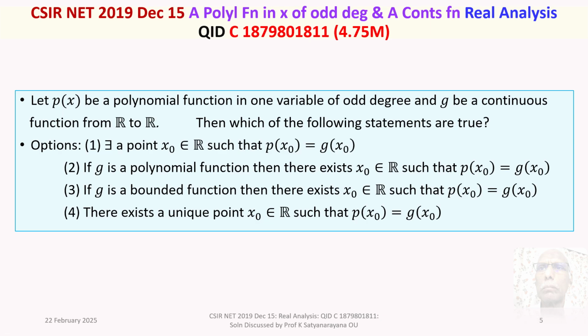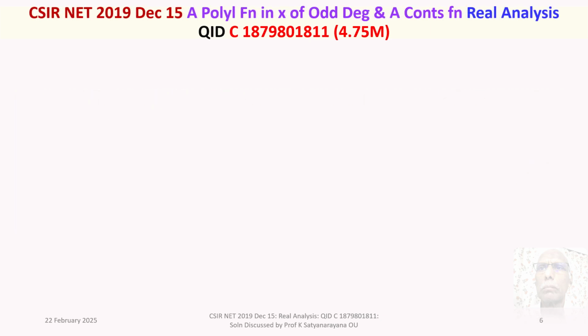So the given question is about a polynomial function in one variable of odd degree and a continuous function g from R to R. And it talks about the common root of p and g. How many are there? Are there any common roots? Let's now discuss the solution of the problem in detail.